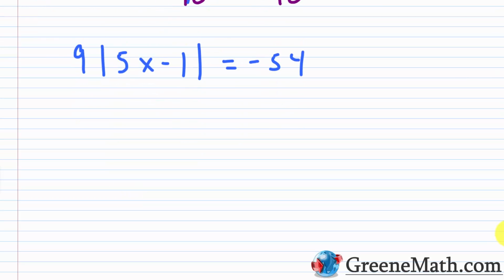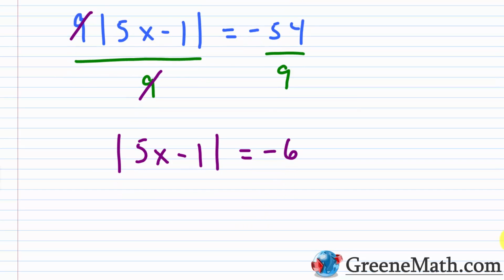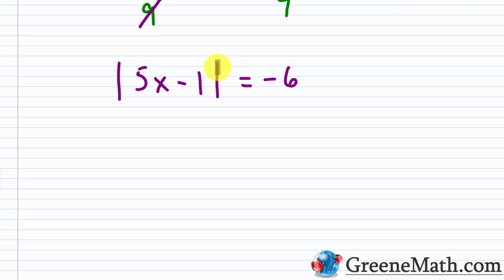But let's continue. Let's go ahead and divide both sides by 9. And of course, this will cancel. We'll have the absolute value of 5x minus 1 is equal to -54 over positive 9, which is -6. So we know at this point there's no solution. Right? We have isolated the absolute value operation on one side, and we have a negative number on the other. So we can just say that there's no solution like this.